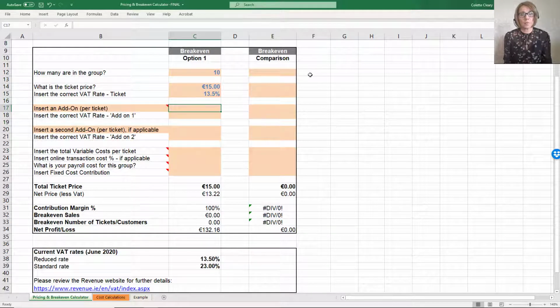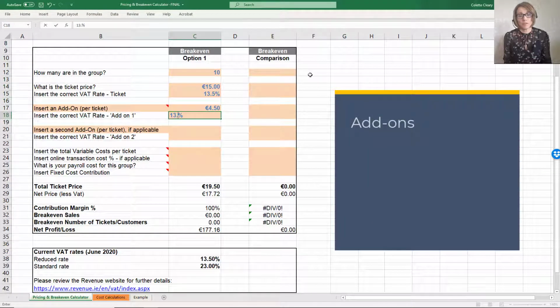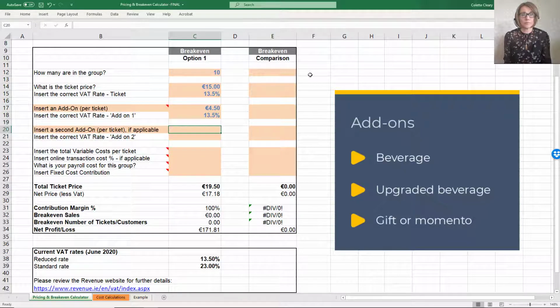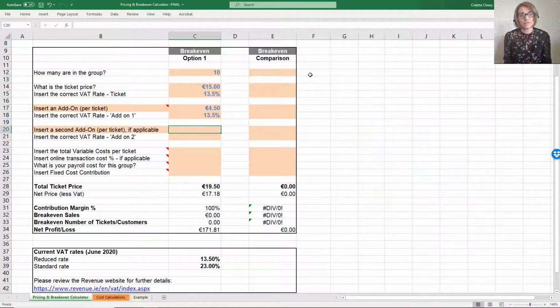Insert an add-on per ticket. These are inclusions that you may add to the ticket. For example, a beverage, upgraded beverage, gift, or memento. And again, insert the correct VAT rate for the add-on. The calculator allows you to include 2 add-ons.